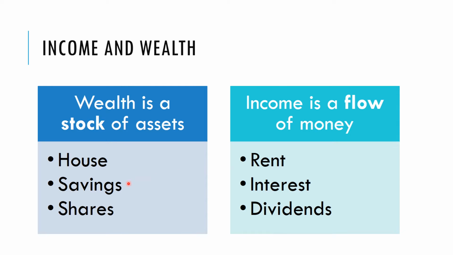Savings, the amount of money you had saved in a bank, would be a stock of money. That would be an asset that you own. But the interest you receive from your savings, again, would be a flow, an income flow coming into you. If you own shares, the shares themselves would be wealth. The value of those shares would be a stock of assets. The dividends, the profits you receive from owning those shares, that would be a flow coming into you, an income flow that would increase your wealth.